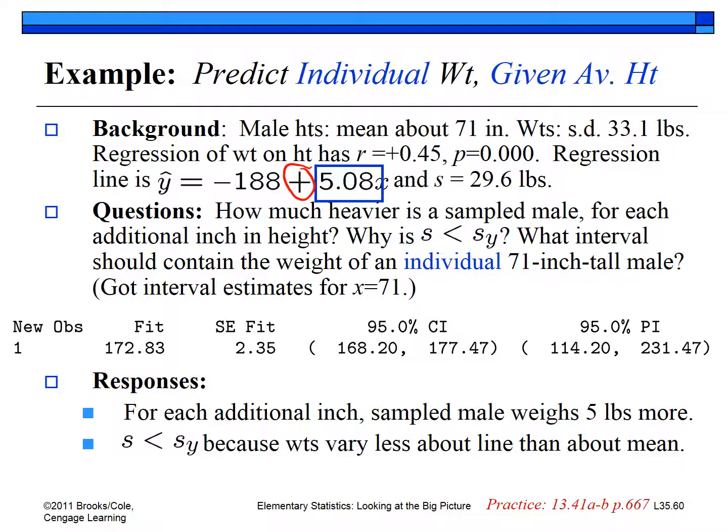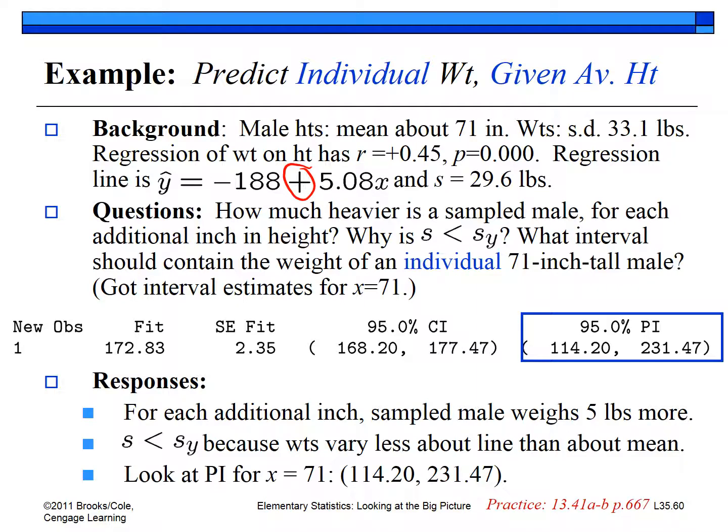Finally, what interval should contain the weight of an individual 71-inch tall male? Well, notice that we've got 2 intervals in our output, a confidence interval and a prediction interval. The one we want is the prediction interval because we're looking at an individual.